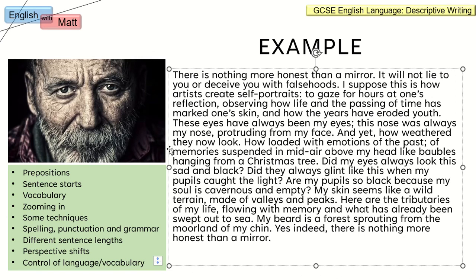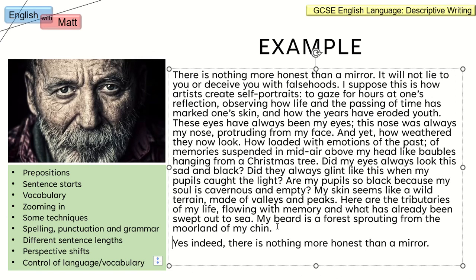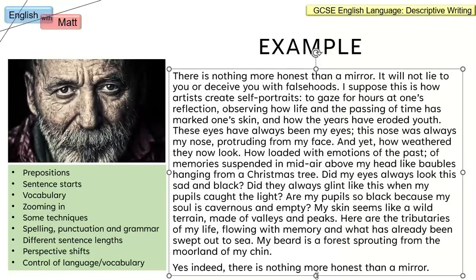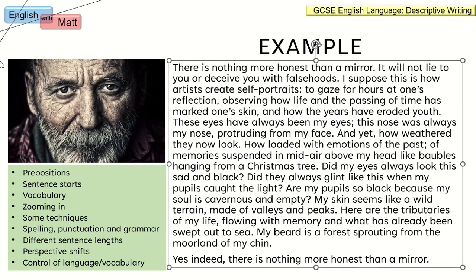Okay. So what you can do is make that into a separate paragraph like that, and it emphasizes the fact that you have used a cyclical structure here. So effectively your perspective has gone back to where it started by talking about the mirror.